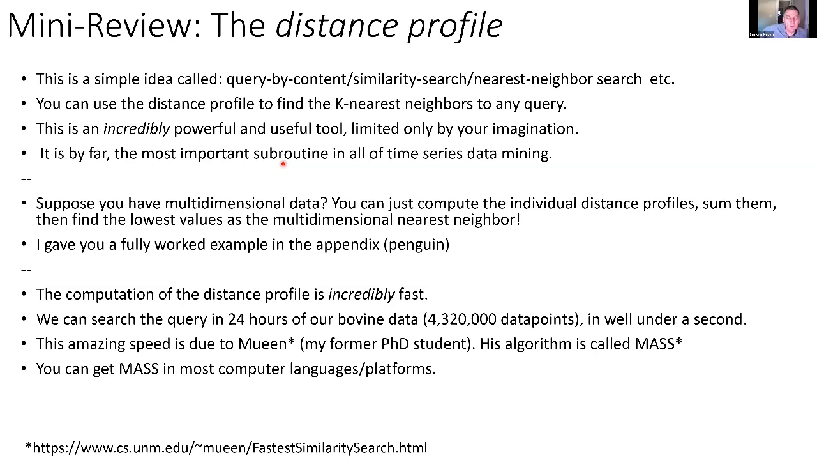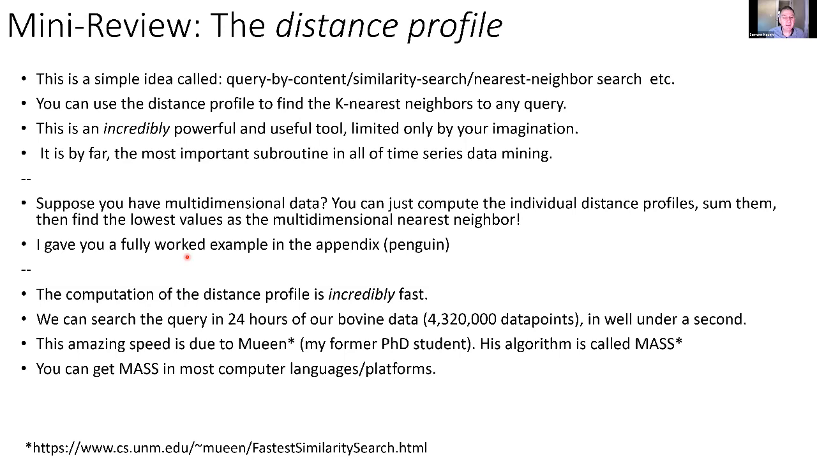You might say, well, my example actually has one dimension, the y or the x, or something like that. You have high dimensional data, x, y, and z. Very good news. You can simply compute the individual distance profiles, sum them together, and then look for the smallest value, and that is the multidimensional nearest neighbor. So this generalizes trivially to multidimensional data. I have a full worked example in the appendix of my slides.